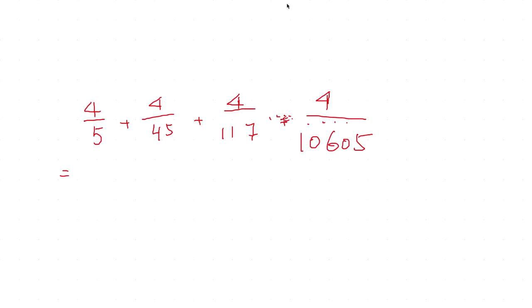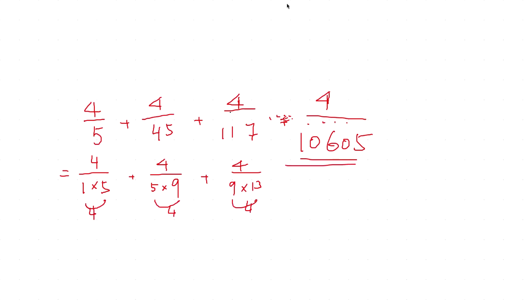Okay, so let's take a look at this one. So this question is hard because let's see, 4 over 1 times 5, right? So then 4 over what? 5 times 9, right? So this one is 4 over 9 times 13. So Zoe, Grace, and Amelia, did you notice that? The difference of every single number is the same. It's always 4. So 10605 equals what?